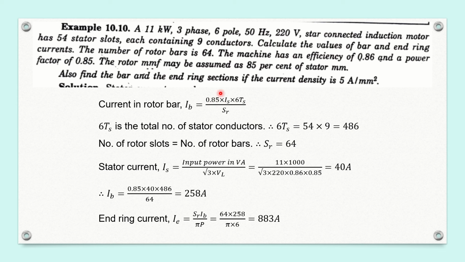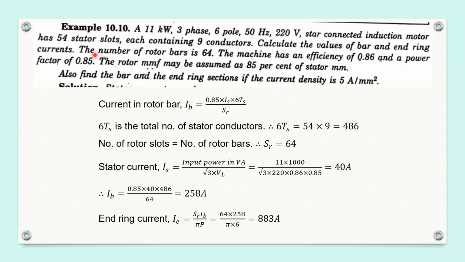So 0.85 into stator MMF, that is IS into 6TS. Here 6TS is the total number of stator conductors. TS is the number of stator turns per phase, and 6 into TS gives the total number of stator conductors. IS is the stator current per phase, and SR is the number of rotor slots. In order to calculate the bar current, we need to know each of these parameters, IS, TS and SR. I have already said that 6TS is the total number of stator conductors, so either we need to know the value of TS or 6TS.